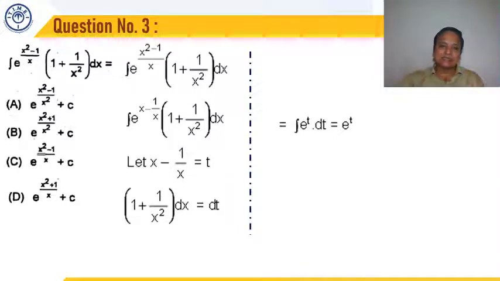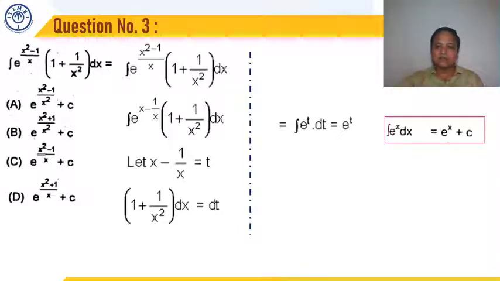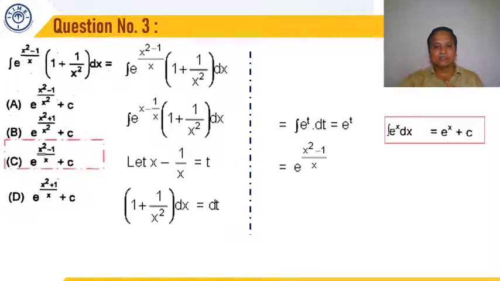So we replace t by x. So we put e to the power t as x square minus 1 by x, and plus c. C is the constant of integration. If we look at the choices, we got this as choice number C. So our answer comes out to be choice C.